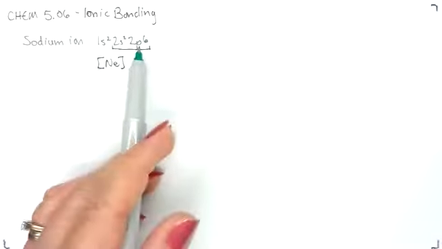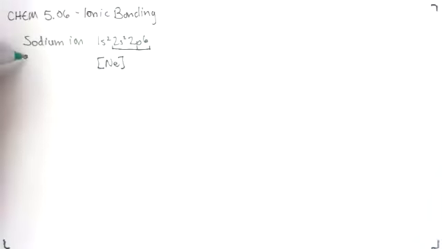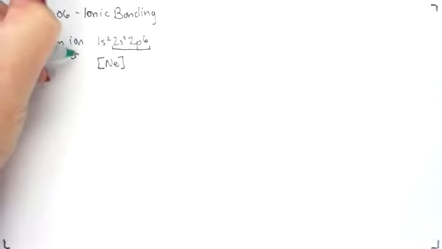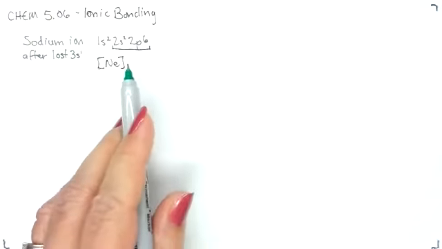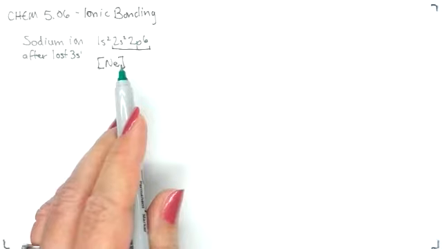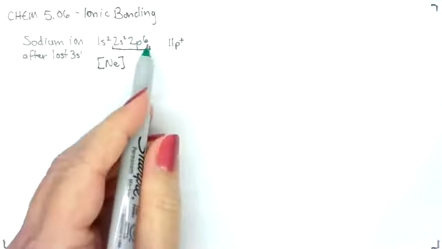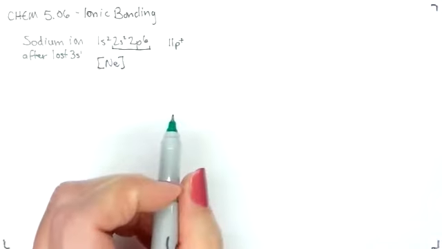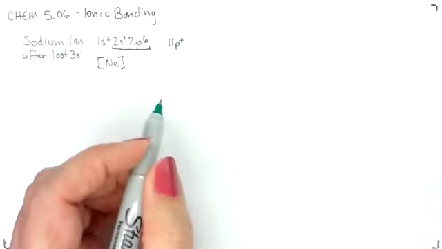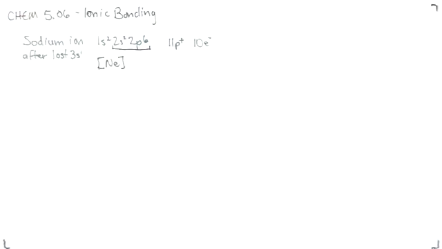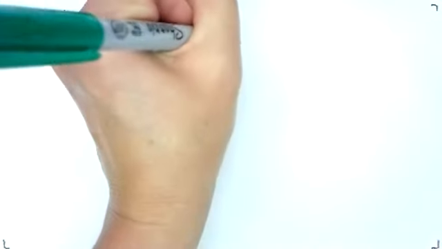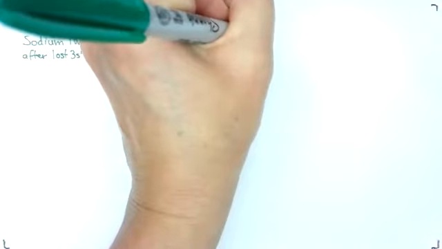So we've achieved Noble gas stability. This is after we've lost the 3s1 electron. The atomic number for sodium is 11. I have 11 protons, but now I have 6, 7, 8, 9, 10 electrons. So the sodium ion overall has a +1 charge.